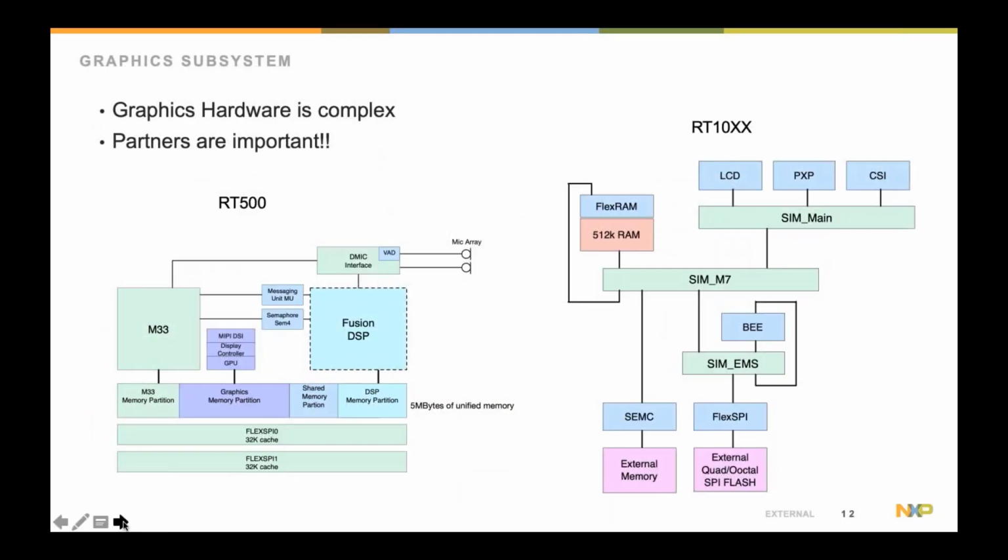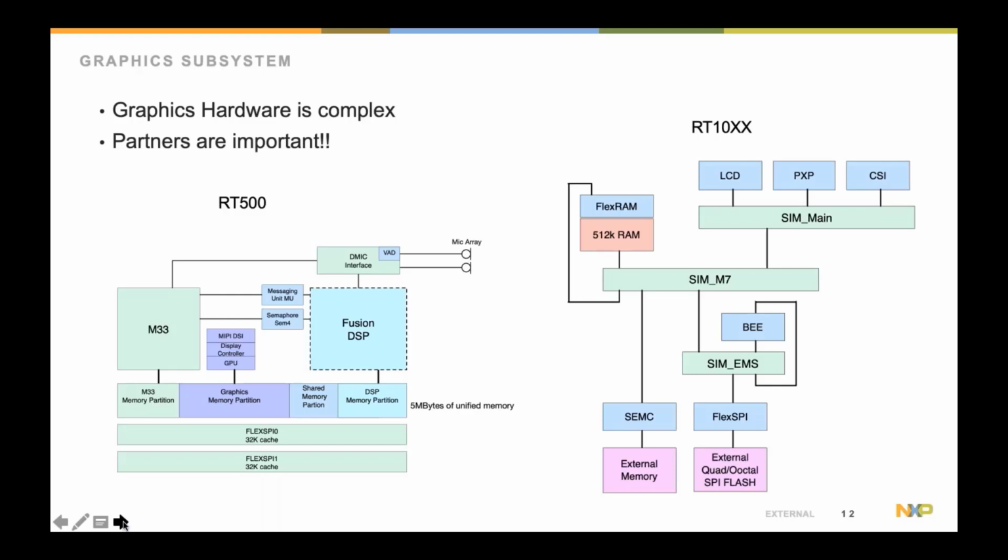So besides having really great graphics engines in our parts, I think another really important factor is looking at the architecture of the subsystems and how they can get access to memory, because graphics are very memory intensive hardware elements. So in RT500, as an example, we have 5 megabytes of unified internal memory, and all the cores within that part, we have an M33, we have a Fusion DSP, and we have the GPU. They have complete access to this unified 5 megabytes of memory, and it's up to the user to decide how they want to partition that memory.